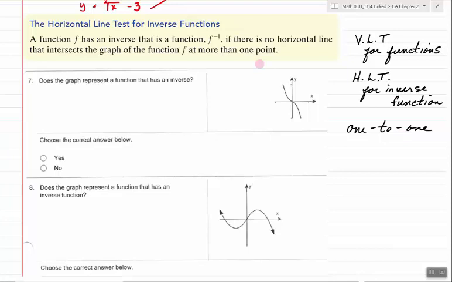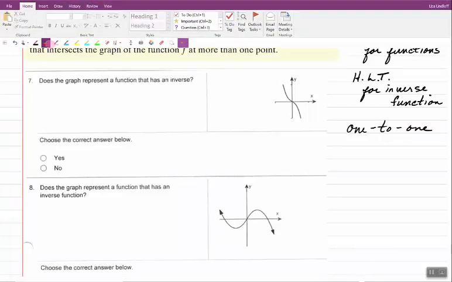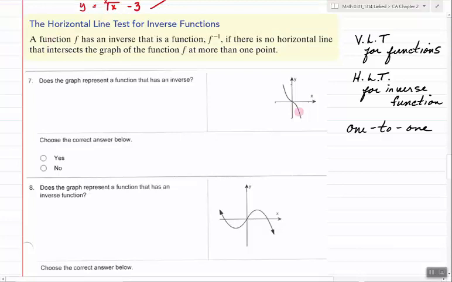I think I will switch over to my red. All right, this is a function. They don't ask us to do it. They tell us it's a function. Well, we knew that anyway because it passed the vertical line test, but we're not checking that. We are checking to see, does it also pass the horizontal line test? And the answer is yes. This graph is a function that has an inverse. They don't ask this question, but it is one-to-one.